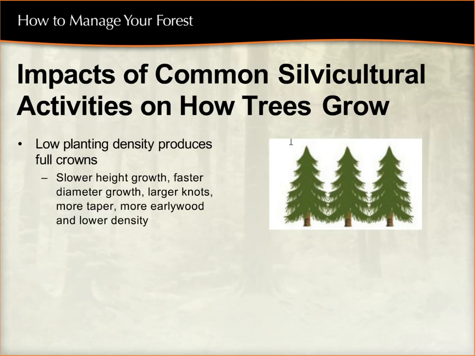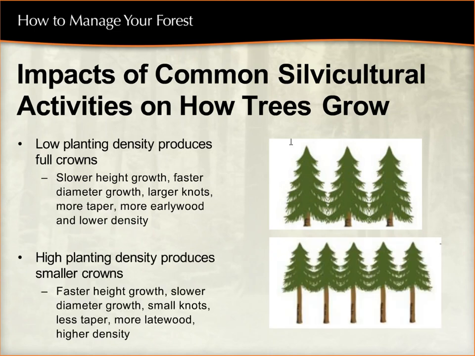Or if you plant trees at a high density, the trees will have smaller crowns and slower diameter growth, but their height growth will be faster as the trees strive to compete for sunlight. The trees will have smaller knots, less taper, and a higher proportion of the high-density, stronger late wood.